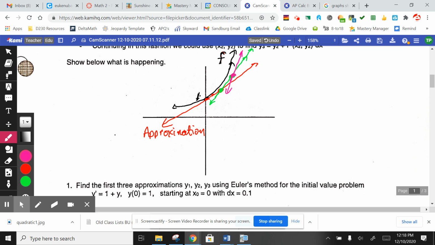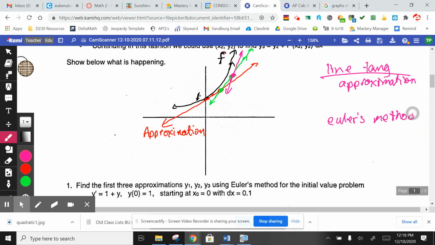So the theory behind this is the idea that a line tangent is an approximation, which we've been doing. The whole idea with Euler's method is that this is a better approximation because it keeps us closer to that curve for a longer period of time. It's a better approximation method for approximating values on our curve.